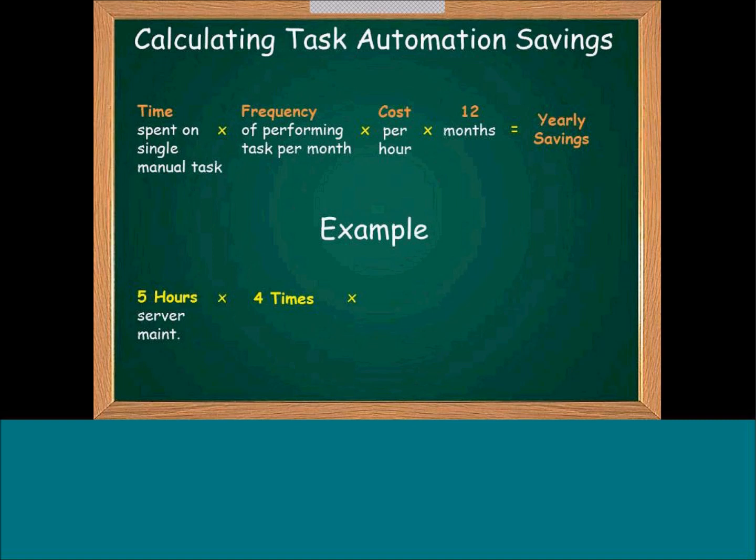And we multiply that out by our cost per hour. We'll say $75 is our cost of the labor that we employ to do the server maintenance task. And we multiply that out by 12, and that means that if we can automate this one task, we've saved ourselves $18,000 per year. Not too bad.